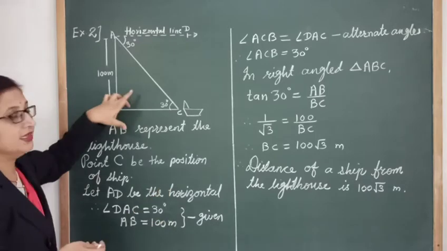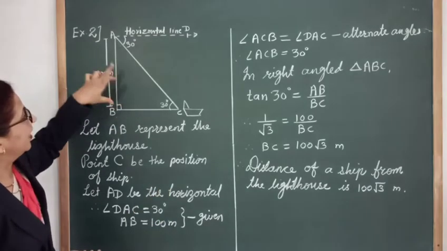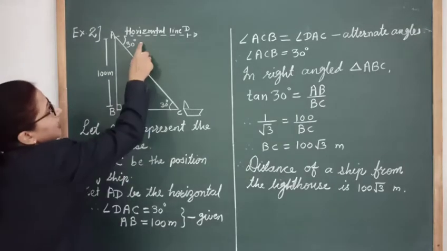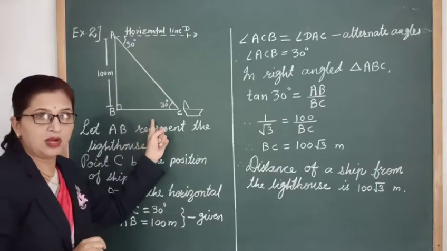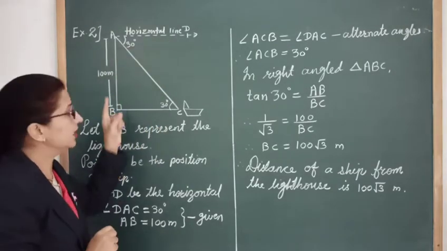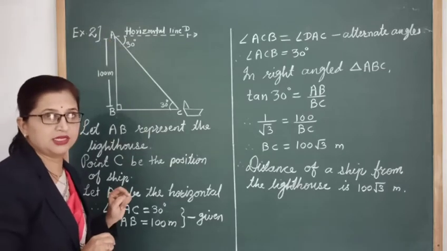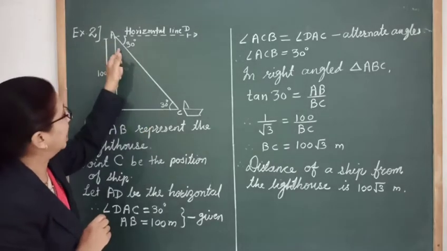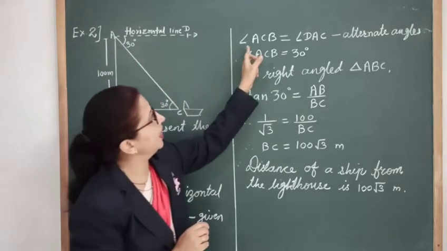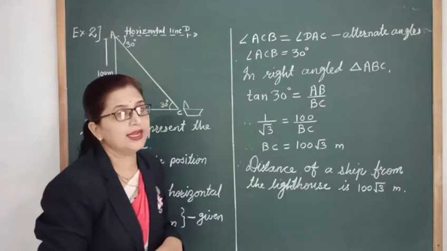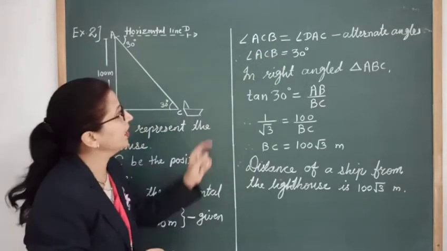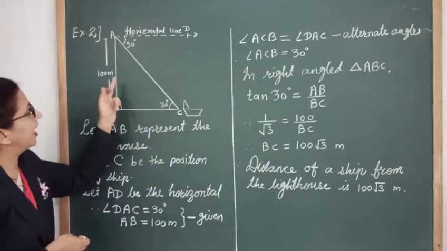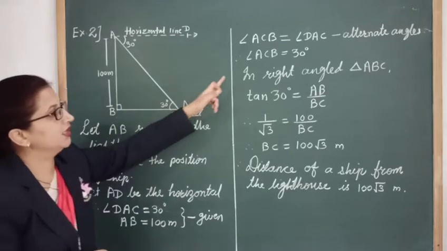Okay. Now in this question, we have to find out the adjacent side, but we don't know this angle. But here we know that this horizontal line and this ground level are parallel to each other, and AC is their transversal. That's why we can say that angle DAC is equal to angle ACB. Okay, angle ACB is equal to angle DAC, alternate angles. Okay, so angle ACB is equal to DAC, we know that is 30 degrees. That's why we get the angle ACB is also 30 degrees.